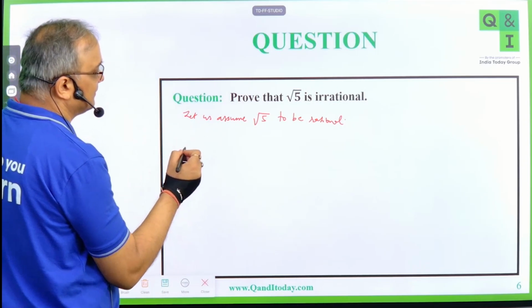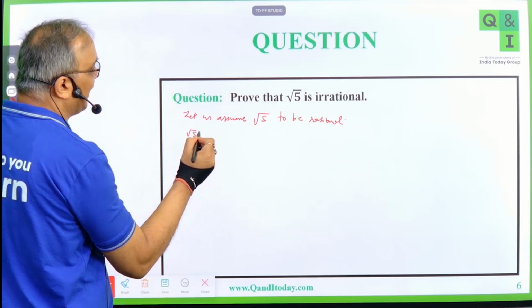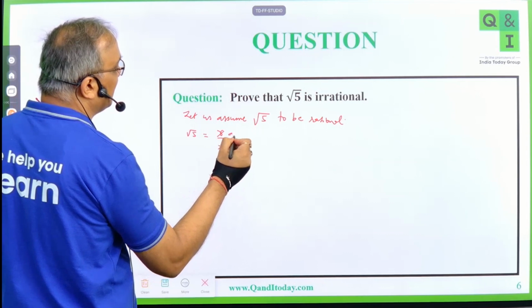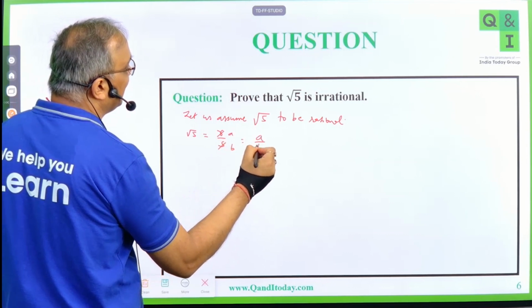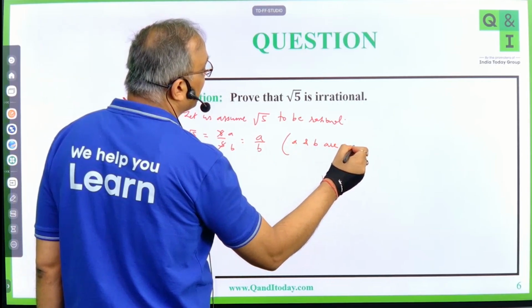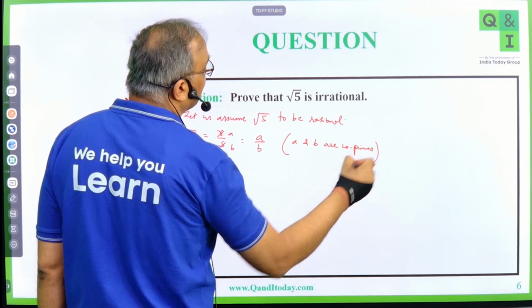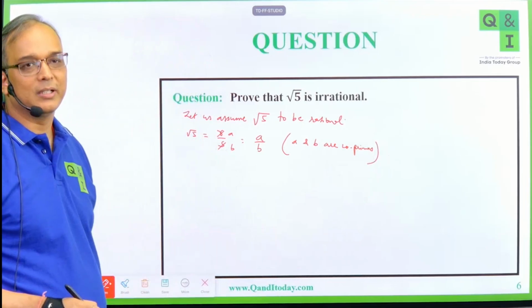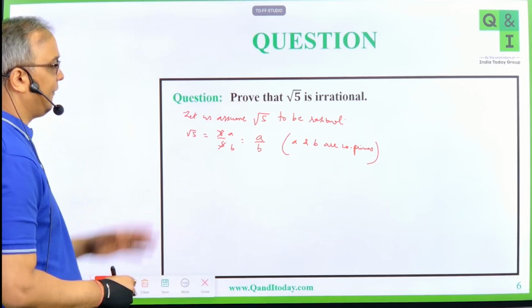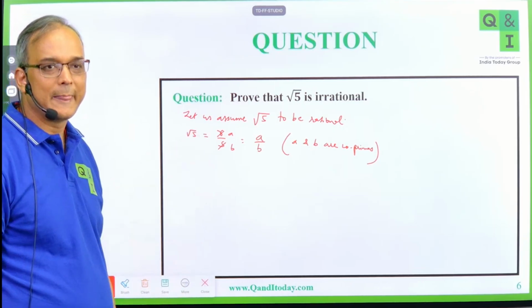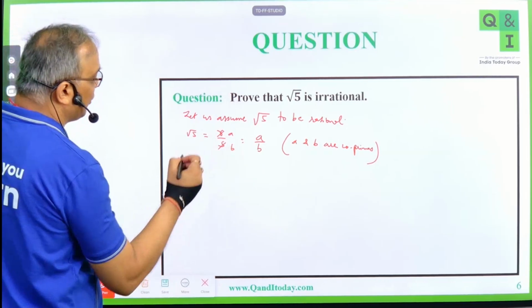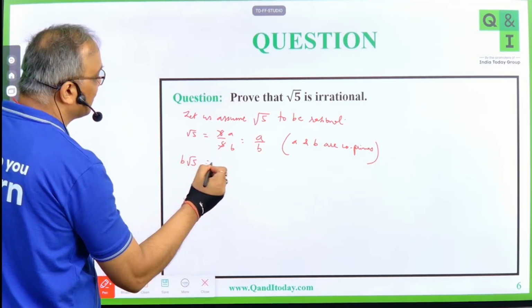Second step. We will write root 5 as r by s, where we cut the common terms, and then we have a by b, where a and b are co-primes, right? So there is no factor in common between a and b. Correct? After this, we take b on the other side. We'll have b root 5 is equal to a.